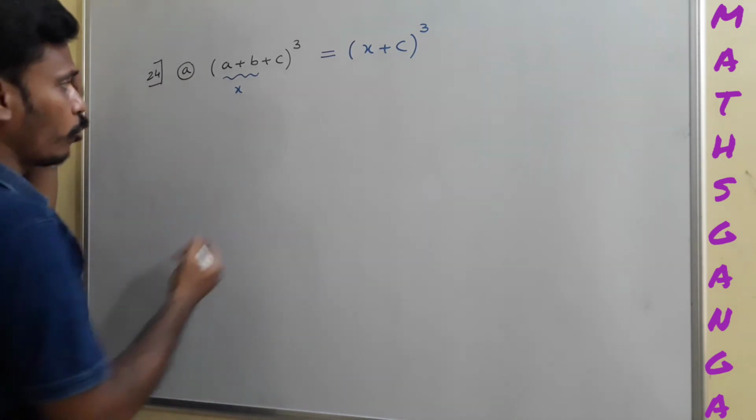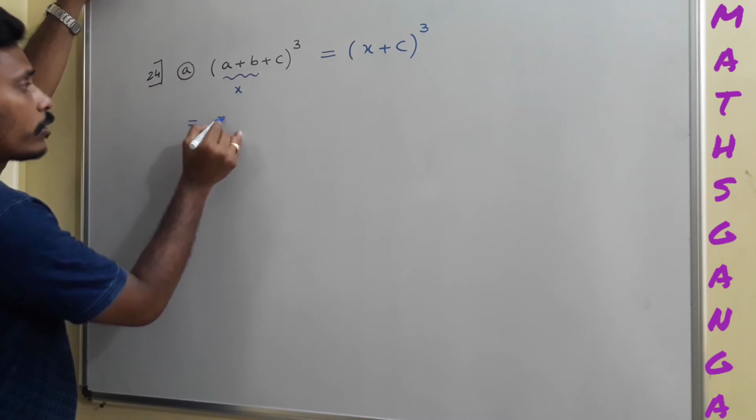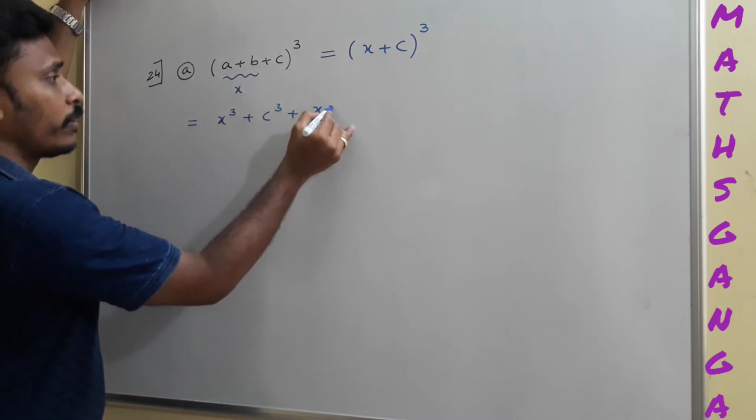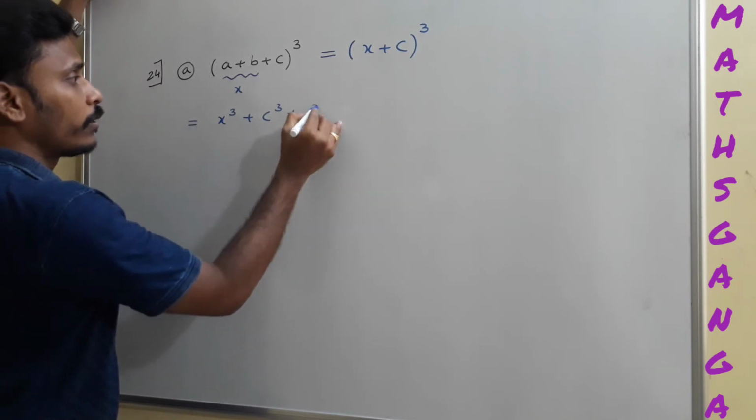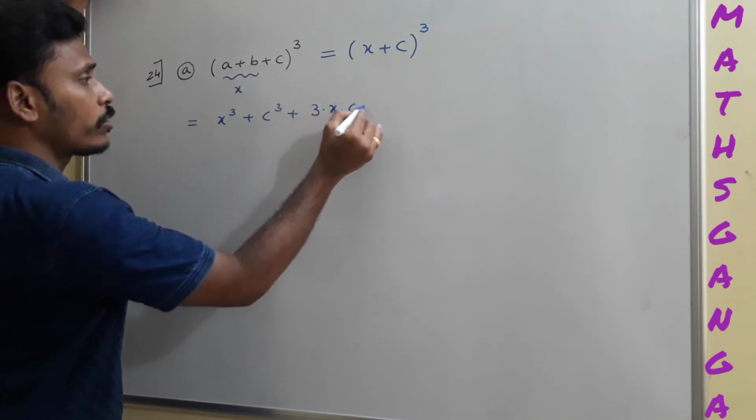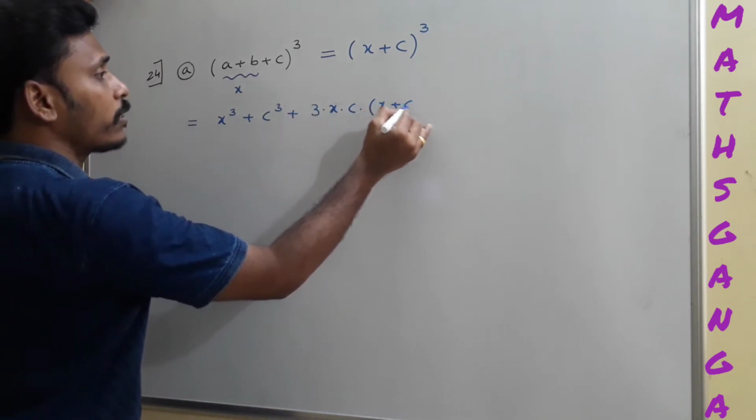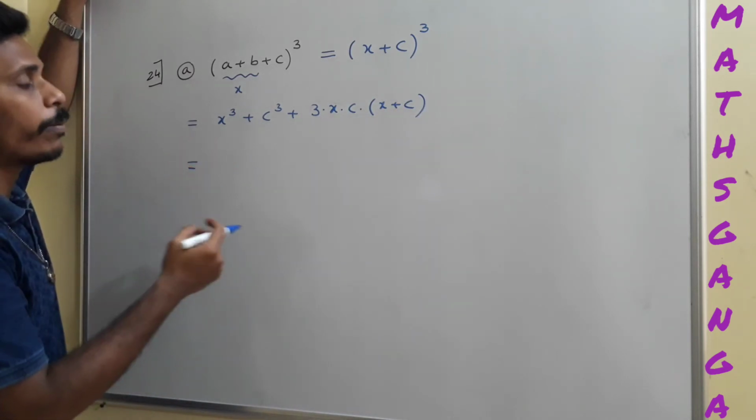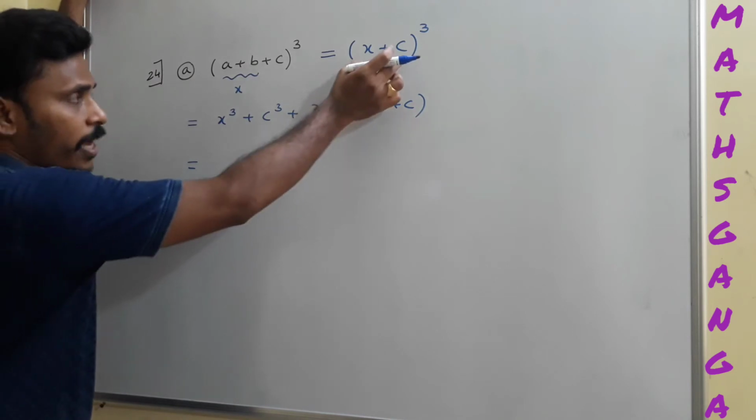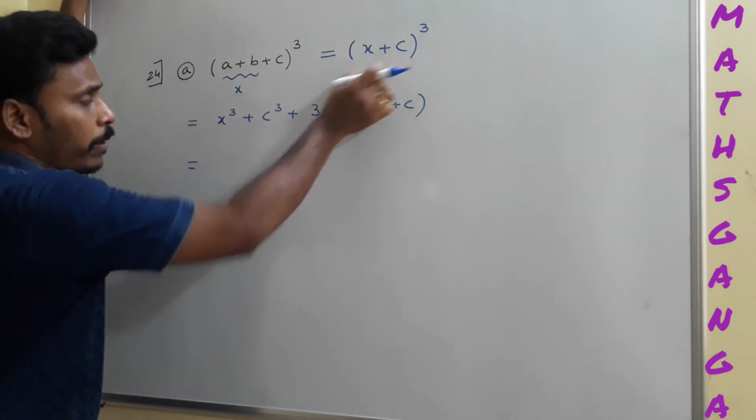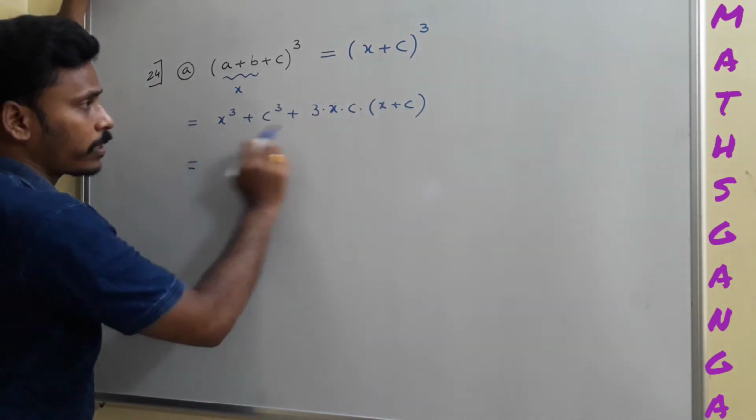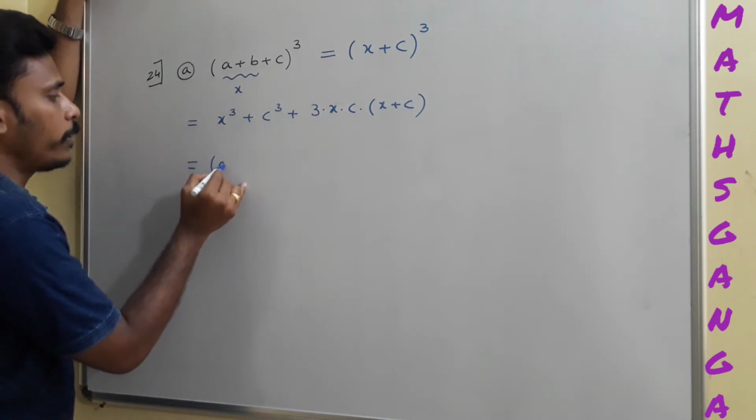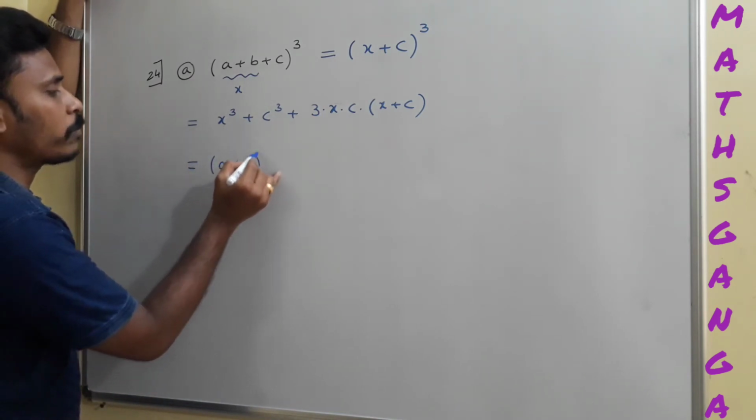x plus c whole cube can be written as x cube plus c cube plus 3 into x into c into x plus c. Is it okay? And that is equals to, now replace x with a plus b. This is the a plus b whole cube formula, like x plus c whole cube, okay? Right. And now again x is what? a plus b. We need the result in terms of a plus b.